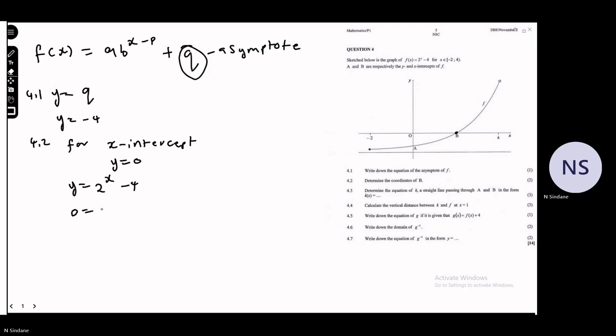I'm going to substitute 0 is equal to 2 to the power x minus 4. Right? Taking this to the other side, I'm going to have 4 is equal to 2 to the power x, and then 2 to the power 2 is equal to 2 to the power x. So 2 is equal to x. Then my coordinates of B is (2; 0). Remember, y is 0 because this is the x-intercept of our graph. I hope that makes sense. Let's move to 4.3.